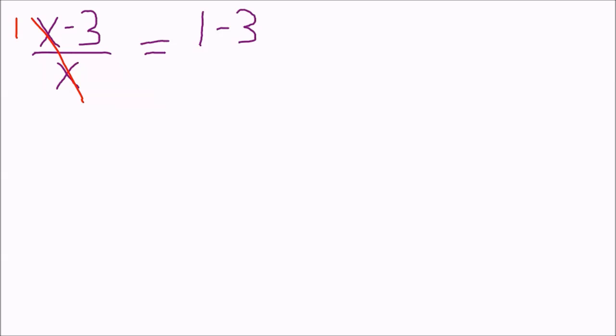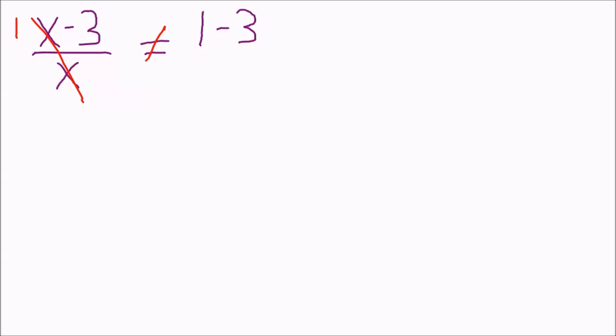The other one comes with division, and it's when we have something like x minus 3 all over x. The common mistake is to say that this is equal to 1 minus 3, thinking that you can cancel out these x's right here, leaving you with a 1, and then subtracting by 3.